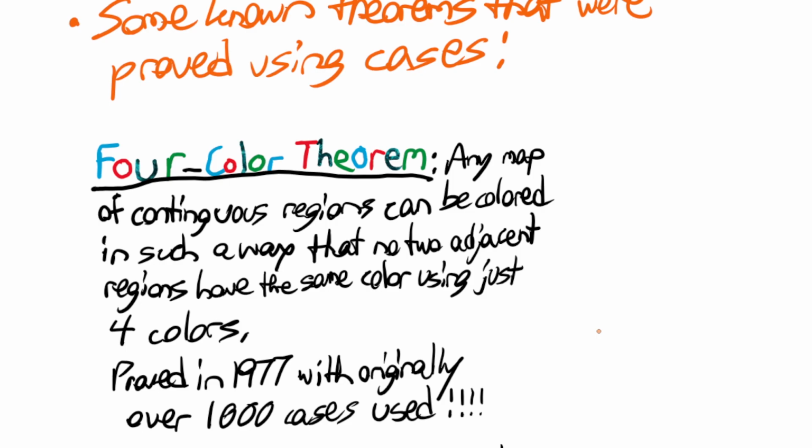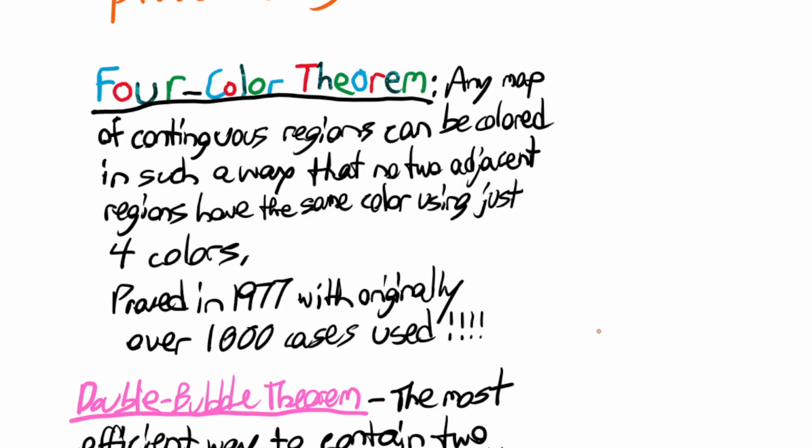And this theorem stated that any map of contiguous regions can be colored in such a way that no two adjacent regions have the same color using just four colors. Well, this theorem was proved in 1977 with originally over 1,000 cases used.